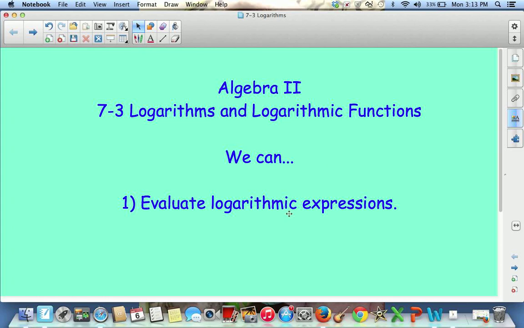Students, we are going to start 7-3 logarithms. We're just going to focus on evaluating logarithmic expressions. In class, we're going to go over the graphing part.